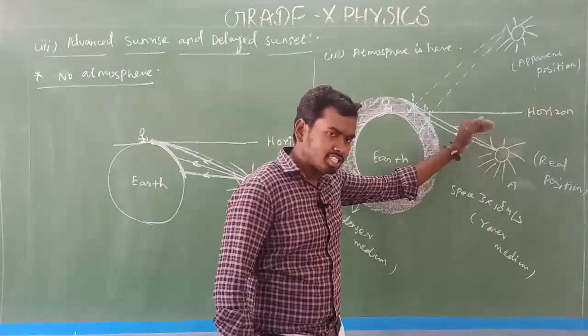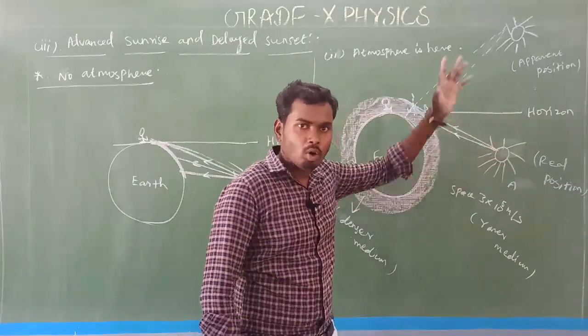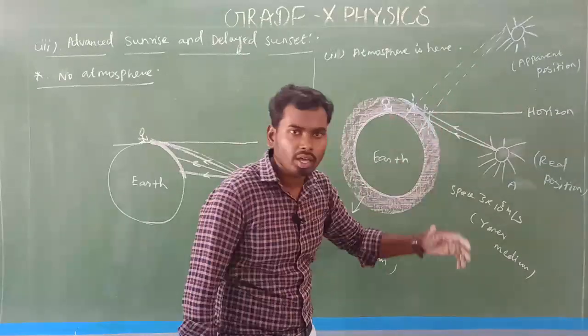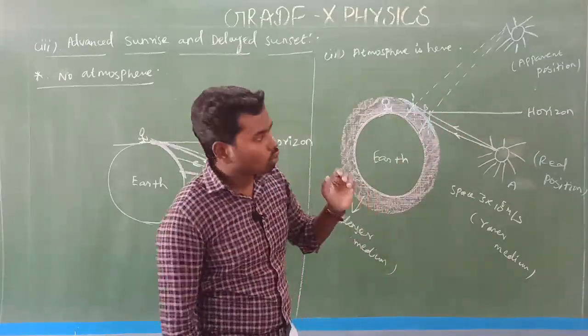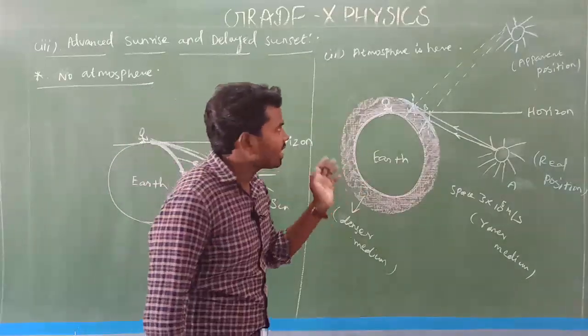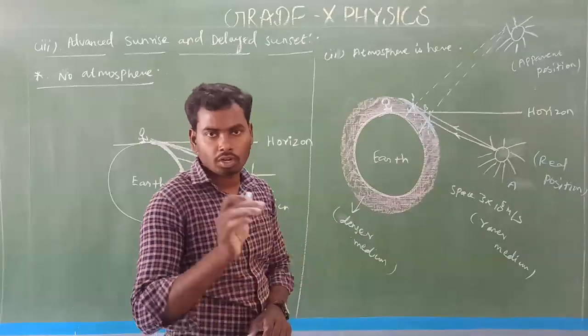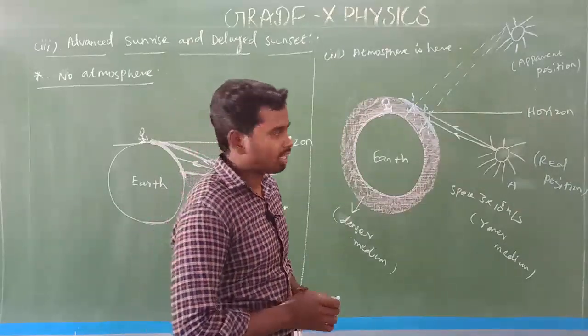But still the sun is below the horizon. The sun has not come over the horizon. So this much of variation happens due to atmospheric refraction. Is it clear?